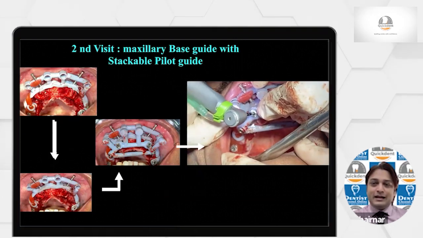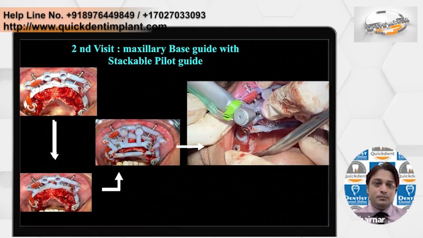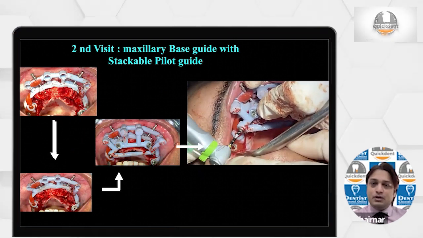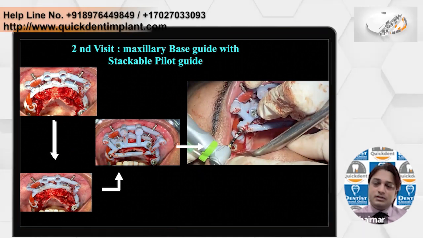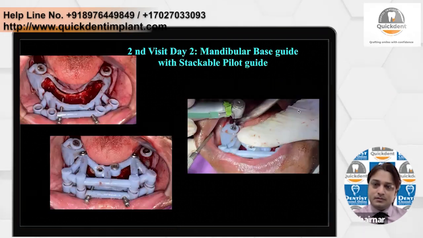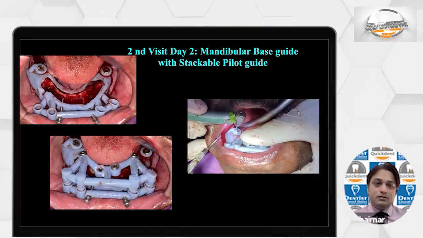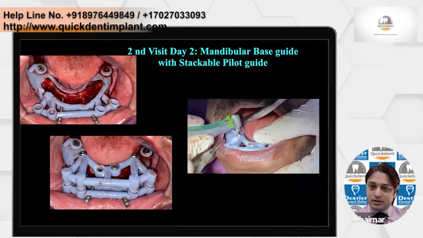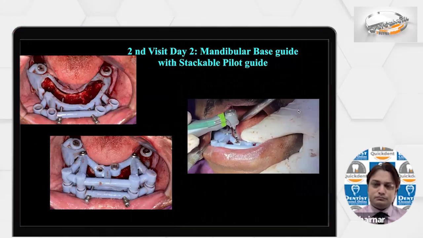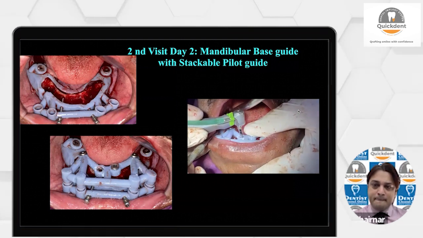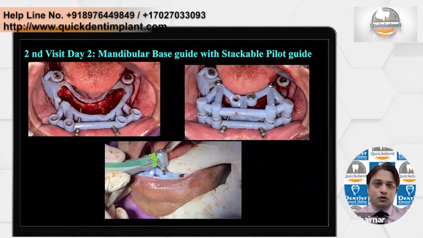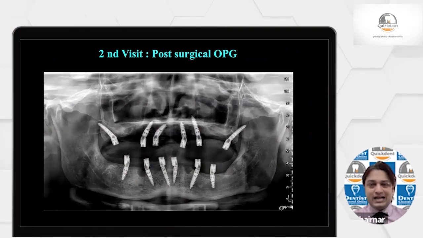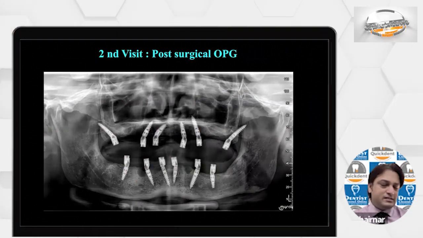Okay, so let's do that and see. This is day 1 of the premaxilla, where we attach the base guide. Over that we reduce the bone, and you can see on this side how we are placing the implants. Here also in the lower mandible, same way, base guide, reduction of the bone, and then attaching the stackable guide and doing the pilot drill. Okay, this is done. And this is after removing the guides, we do the placement of the implants after doing the necessary drilling.